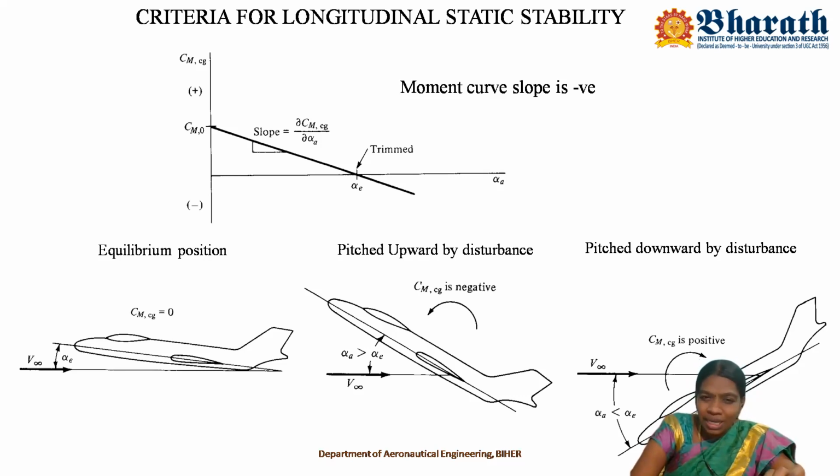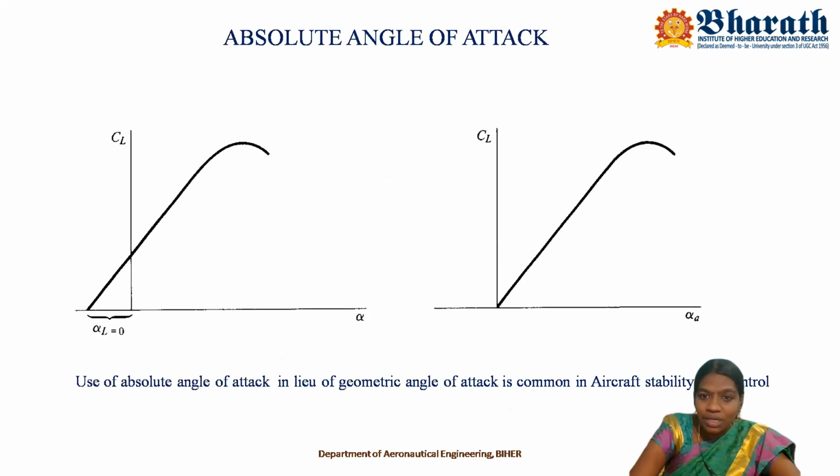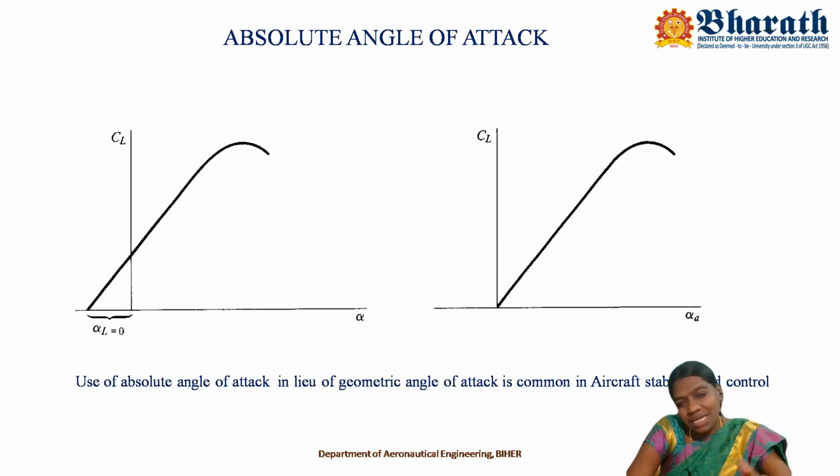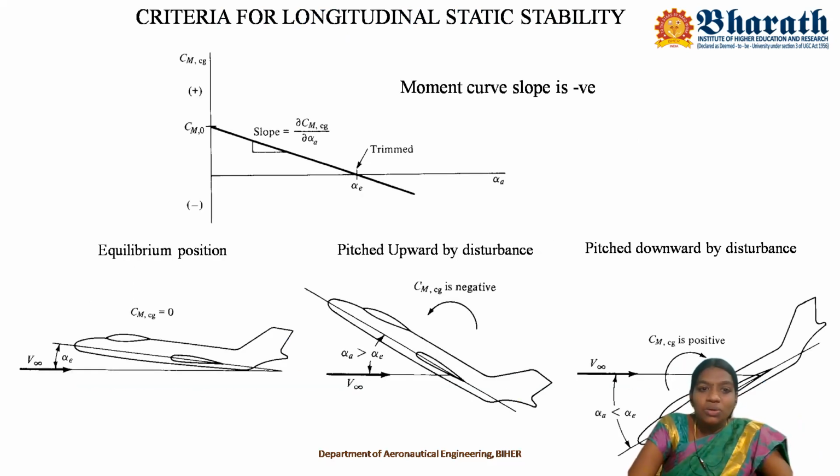What does this naught indicate? When alpha A is equal to 0, what happens to the lift? Lift is equal to 0. So look into this figure. At zero absolute angle, CL is equal to 0. When we compare this with the CMCG versus alpha plot, this zero lift angle of attack will play an important role. That's the reason why they have chosen the absolute angle of attack instead of the geometric angle of attack.